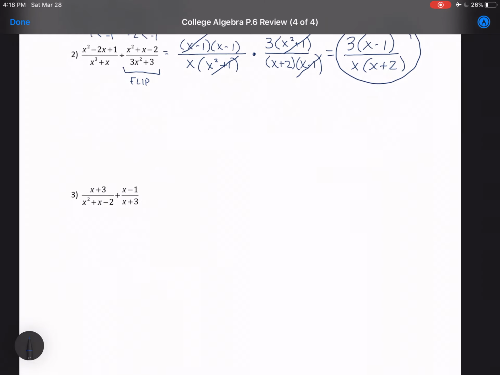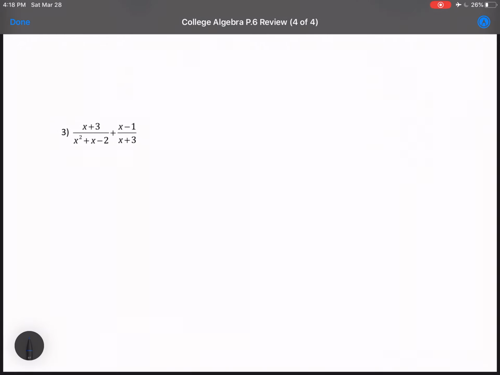All right, and then reviewing addition or subtraction. Remember, those are going to be the same. And our key thing we have to have here is we have to have a common denominator. And the first thing we need to do is factor everything. So if we look at this x squared plus x minus 2, I'm just going to put a line through it. And we can rewrite this as x plus 2 times x minus 1, because our factors of negative 2 that add to be 1 are 2 and negative 1.